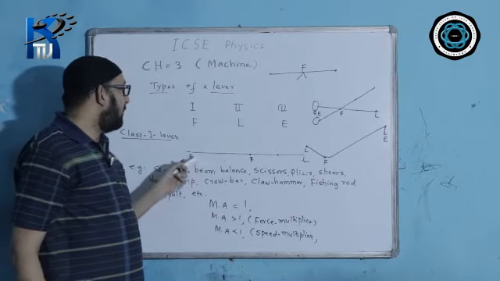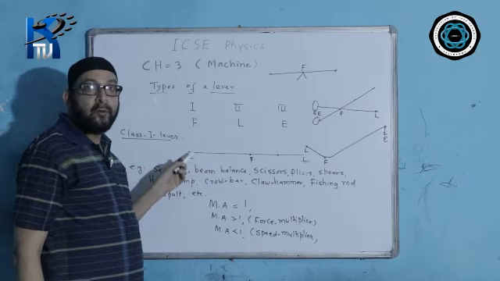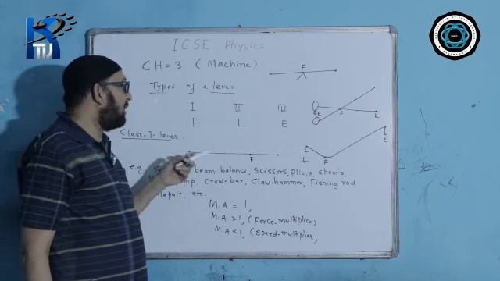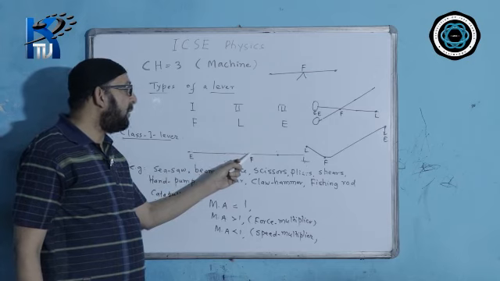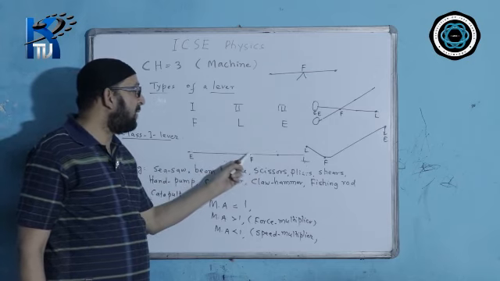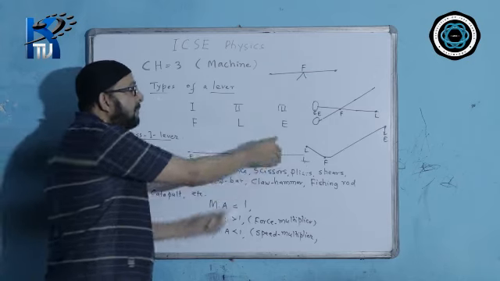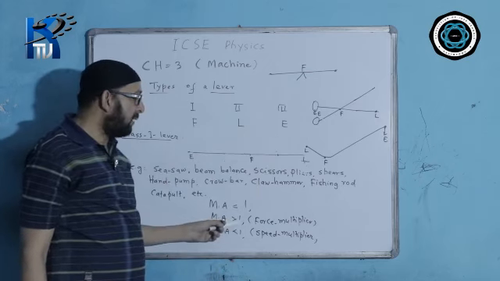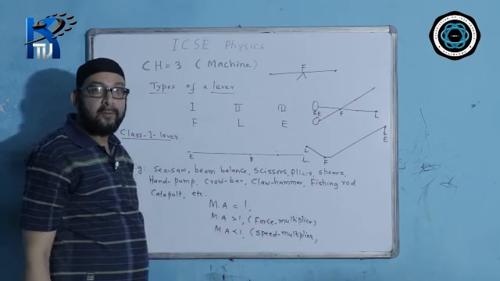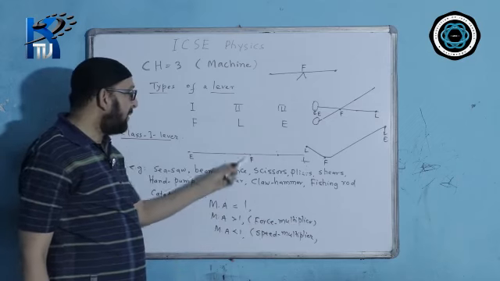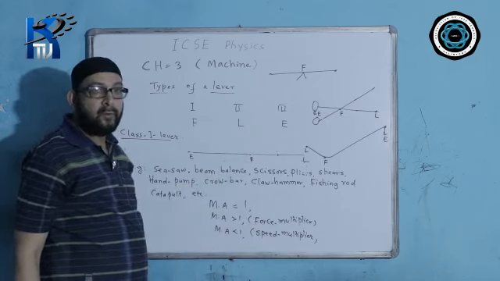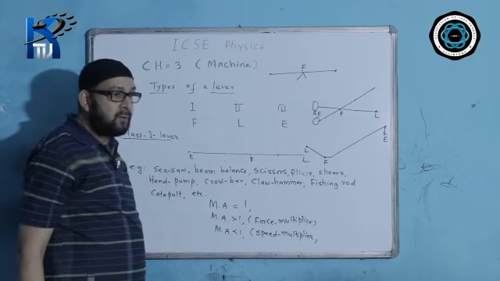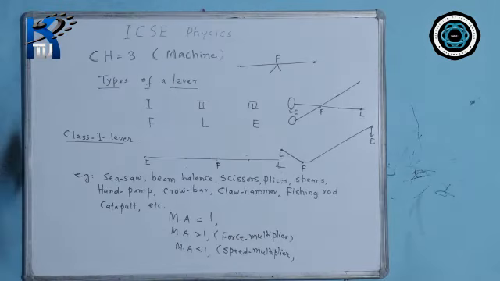So without changing the position of the load and the effort, if they say that, our answer will be by shifting the fulcrum towards the load. If you shift the fulcrum towards the load, the effort arm becomes longer than the load arm and the mechanical advantage will become more than 1. So it will act as a force multiplier. We can just give a suggestion that by shifting the fulcrum towards the load. This type of question you can also expect in ICC.